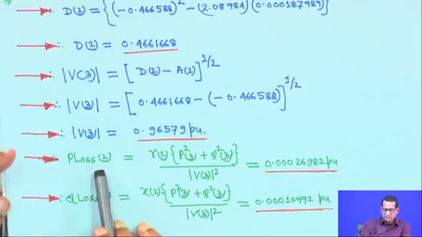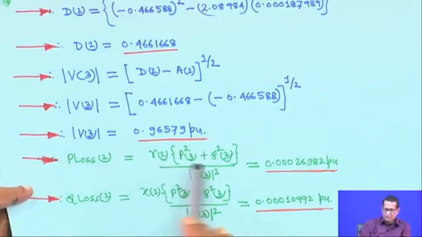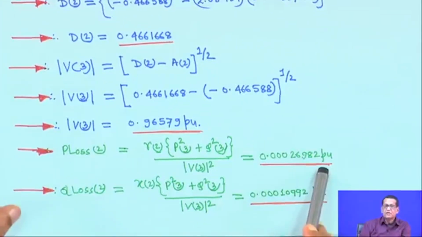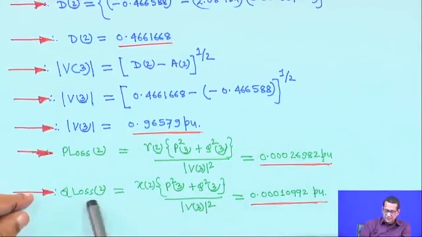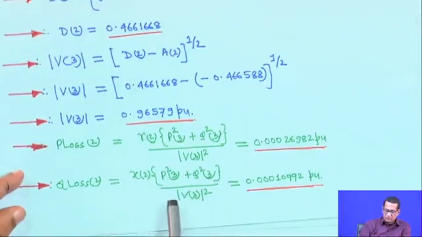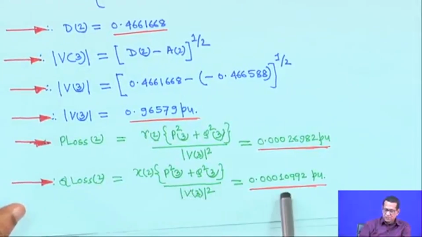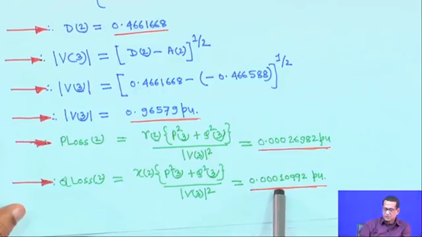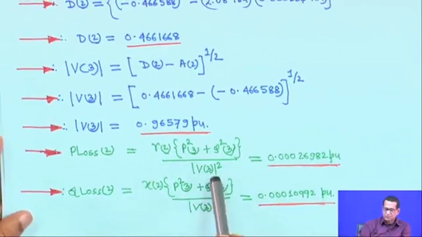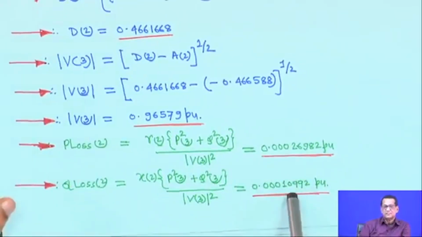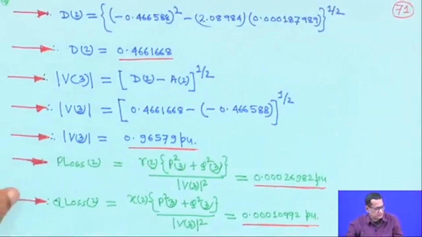Therefore, power loss in branch 2, it is R2 into this formula, it is coming 0.00026982 per unit, right. Similarly, Q loss 2 will be X2 into P3 square plus Q3 square upon V3 square. Substitute all these values, you will get 0.00010992. I did not show it again because every data is known; just put it in and see whether the results are correct or not, right.